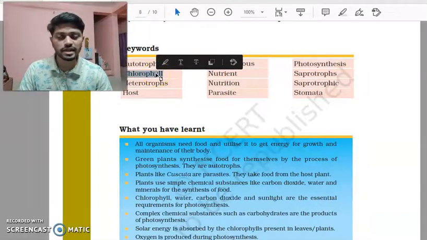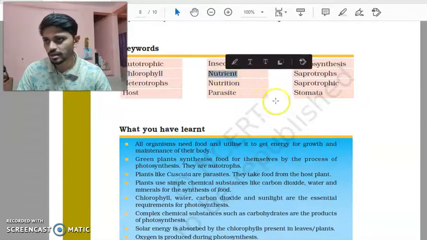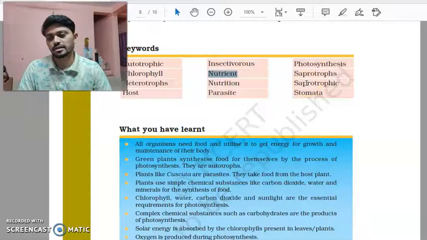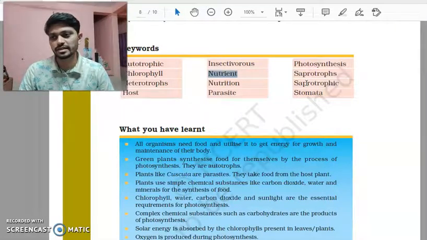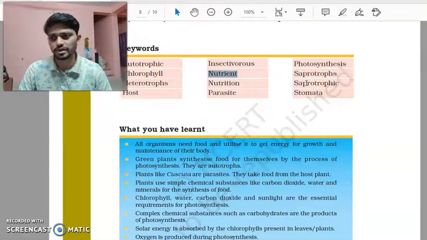What is chlorophyll? It's a green pigment normally found in plants, which is responsible for storing solar energy. Nutrients, we know, are the necessary components in food, which we call carbohydrates, vitamins, proteins, fats. These are called the nutrients.